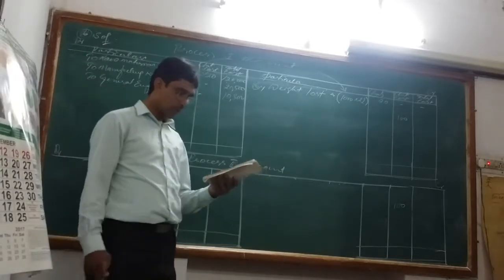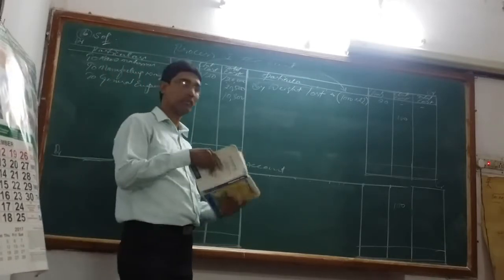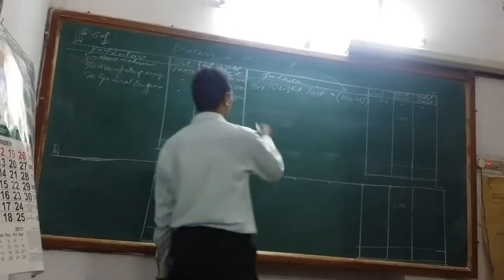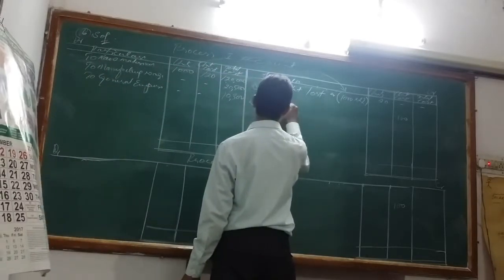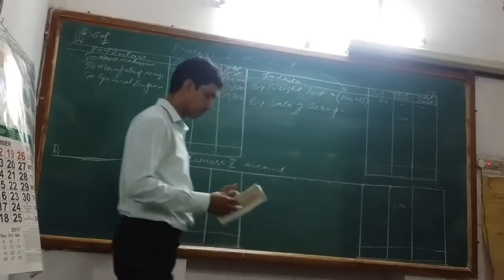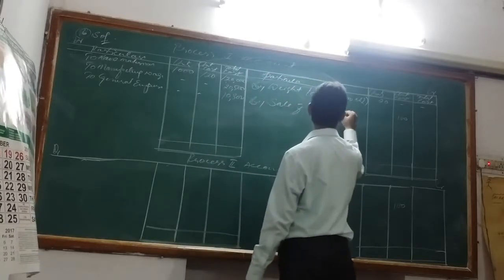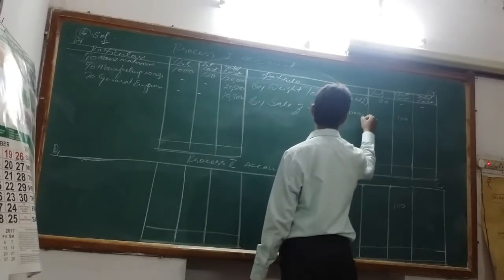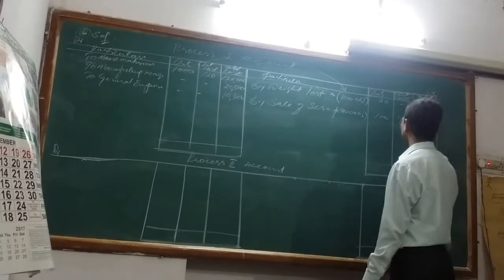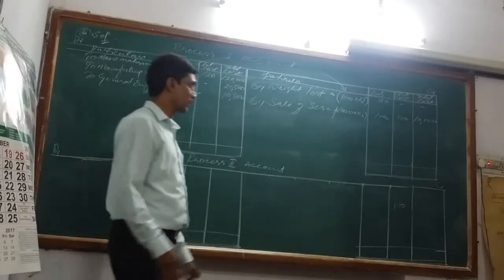Next, in each process 2% of the total weight put in is lost, and 10% is scrap. By sale of scrap. Scrap is 10%. 10% of 1000 is 100, 100 into 100 is 10,000. Yes or no? Yes, sir.